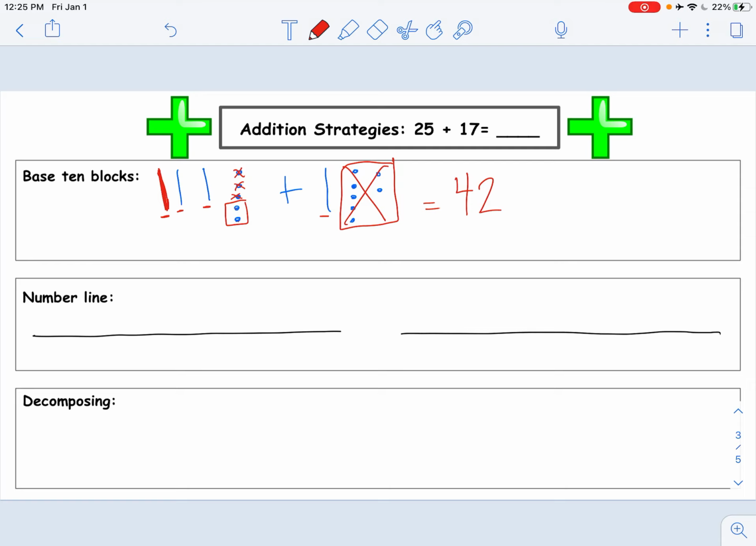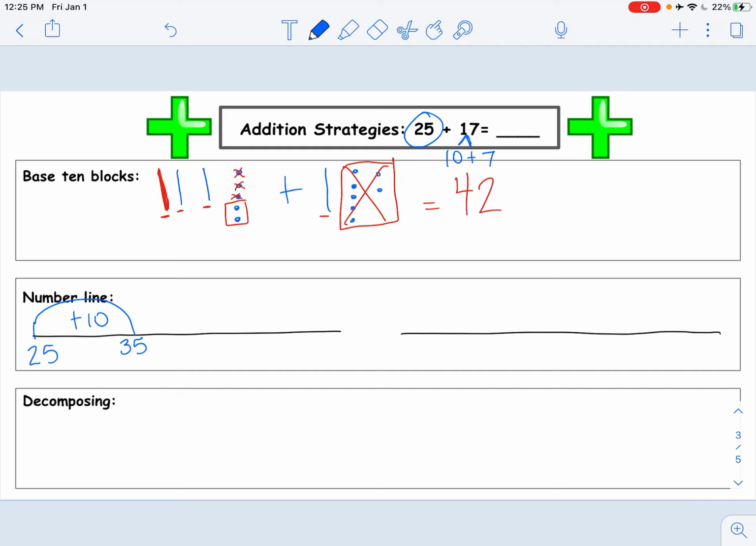So moving on to the number line, what we would do is start with our largest number, which is 25. And then what we've encouraged students to do is think about breaking down the number 17 as 10 plus 7, so that they know there's a 10 and a 7. So we would draw on our number line one hop of 10. 25 plus 10 is 35. We always write the number we land on.